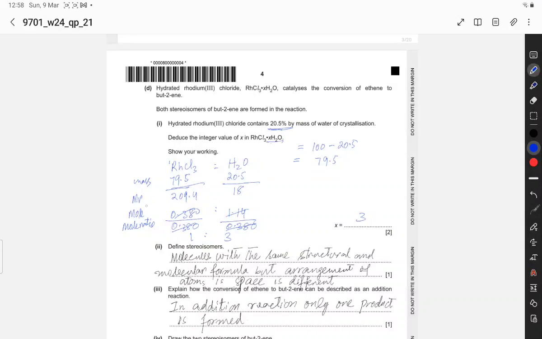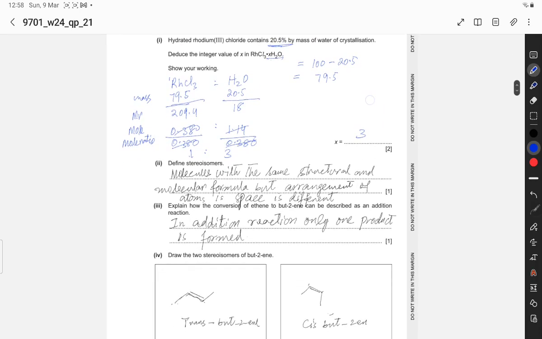So next is the MREs. We know that 209.4 and mole, we calculate mole. We have mole is 0.380 and mole ratio by dividing the smaller mole to all molar quantities. So we get 1 is to 3 mole ratio. So it means water mole is 3.